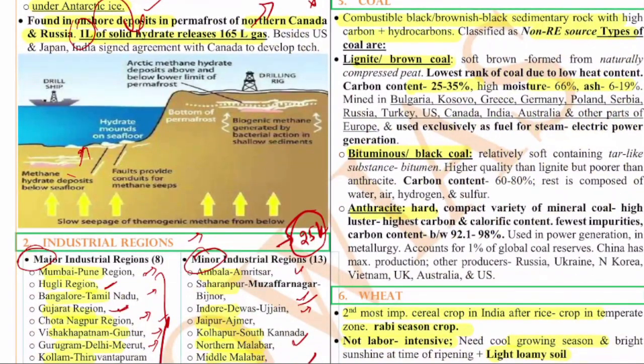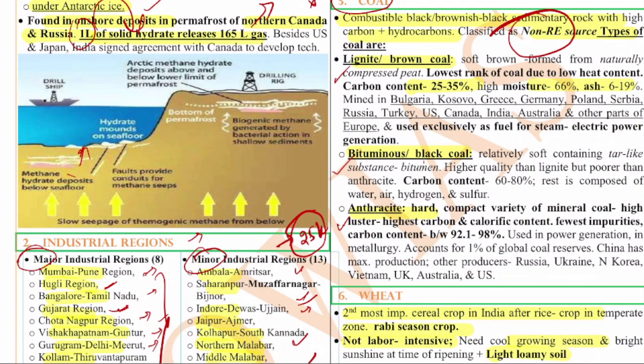Next, the fifth question is on coal. Coal is a black sedimentary rock with high carbon and hydrocarbons. It is classified as a non-renewable source of energy, and there are various types of coal: anthracite, bituminous, lignite, and peat. Anthracite is the highest quality of coal. Bituminous is the next highest quality. After that, lignite, and after that, peat.